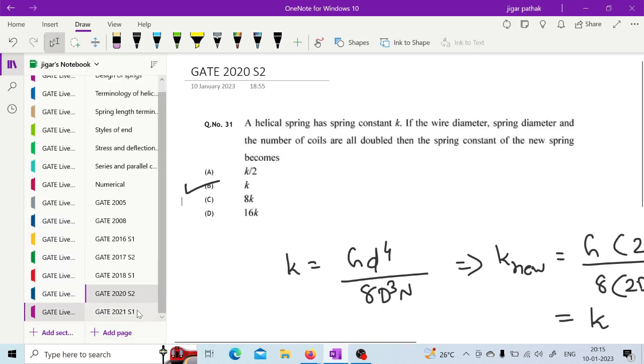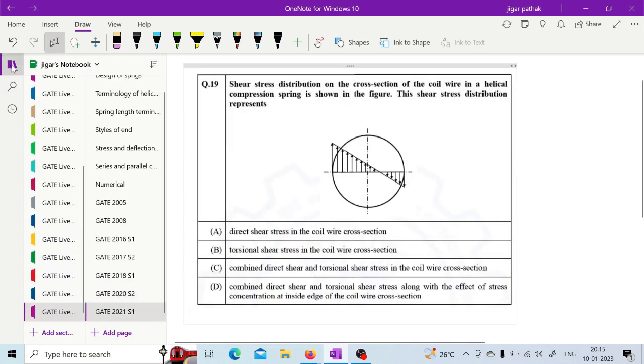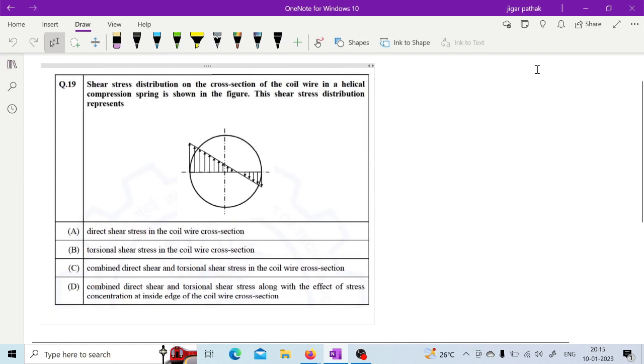Now if we go for the next one, the shear stress distribution on the cross section of the coil wire in a helical compression spring is shown in the figure. The shear stress distribution represents direct shear stress in the coil wire cross section, torsional shear stress, combined direct shear and torsional shear stress, or combined direct shear and torsional shear stress along with the effect of stress concentration at the inside edge of the coil wire cross section.